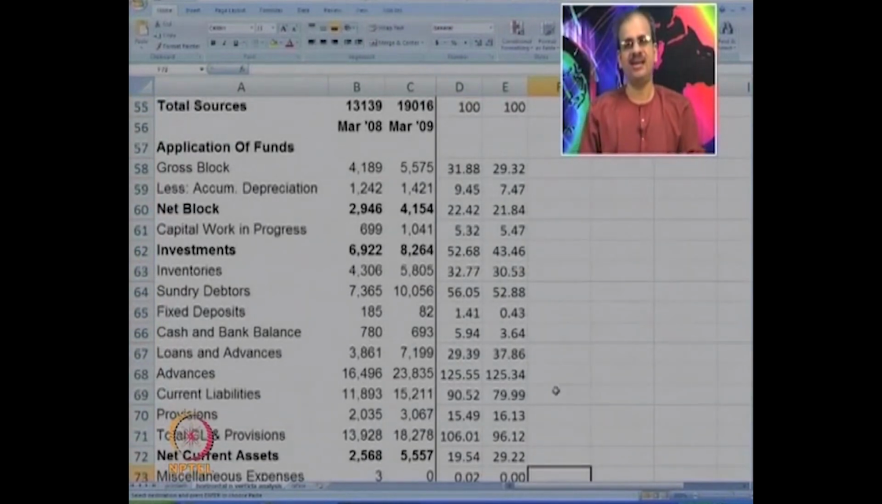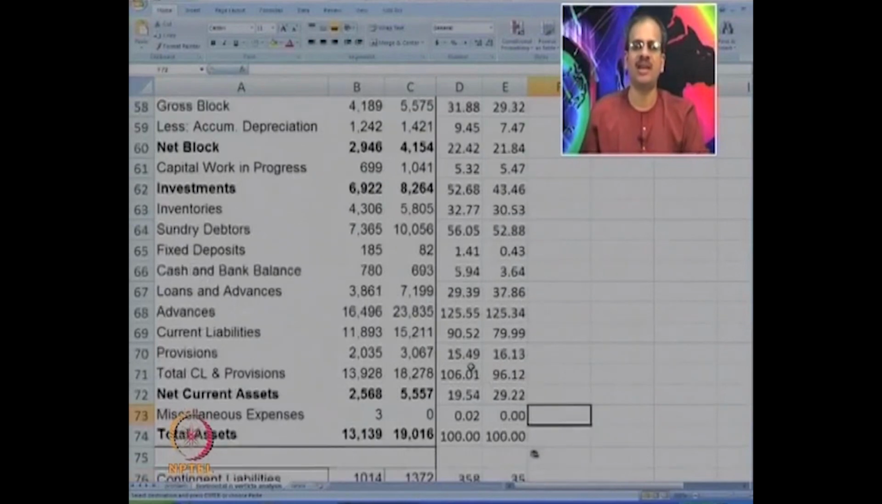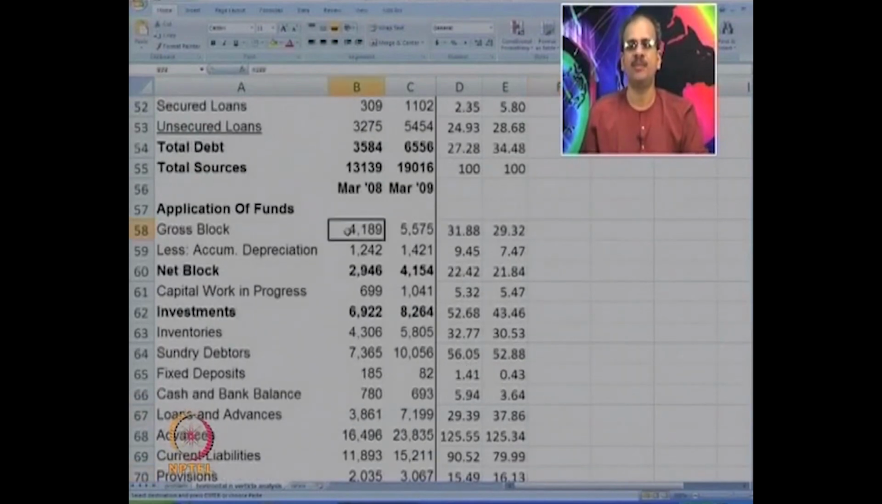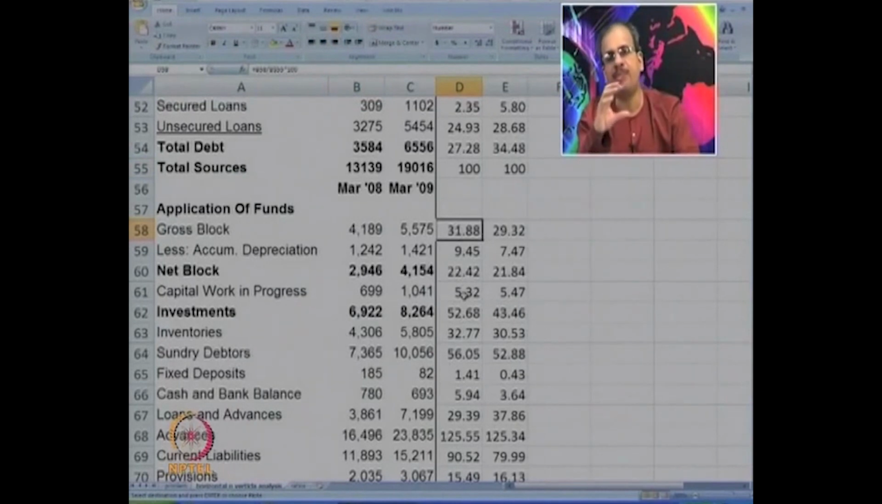So, now you can see it. I hope you are able to get what has been done. Each of the items we are dividing by the total. So, 4189 upon 13319, which is the total of sources and also total of applications. So, we see that out of the total money applied, 31% is for gross block or the fixed assets at the original cost. If you look at the net position, it is 22%. The total investments are 52%.